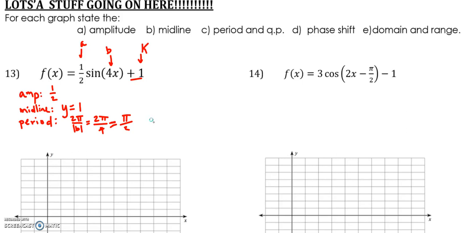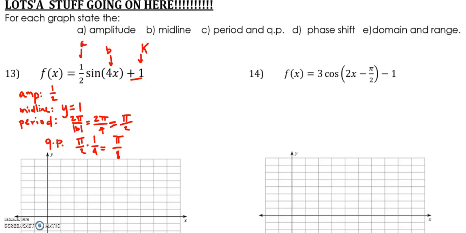And let's see what else I need to do. The quarter period, well, if we do put that down, oh, my pen is not working. Let's see. Quarter period. All right, so my quarter period will be whatever my period is there, pi over 2. But it's going to be divided by 4, which is really like multiplying by 1/4. So my quarter period is going to be pi over 8.